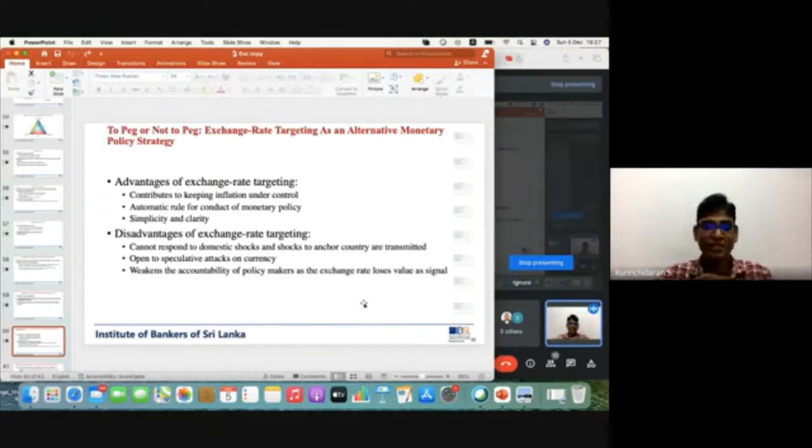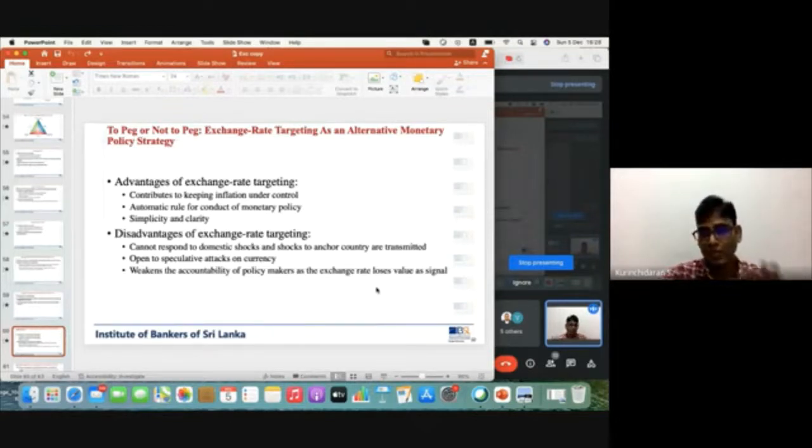Those are the advantages. But a disadvantage is that you cannot respond to domestic shocks. Because if there's a shock, you can't leave the exchange rate to fluctuate. You have to always, somehow, maintain your exchange rate target. The shocks can come from various means. For example, over the world, maybe food prices are going up, but you have to maintain your exchange rate whatever happens.